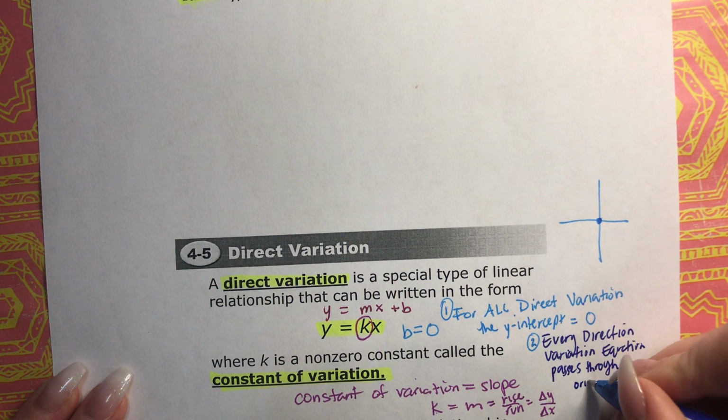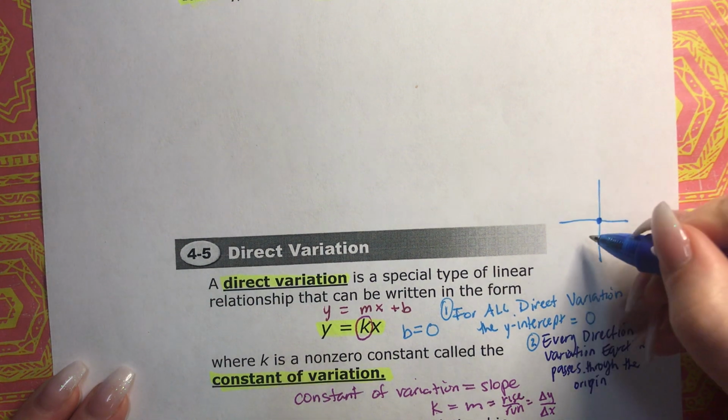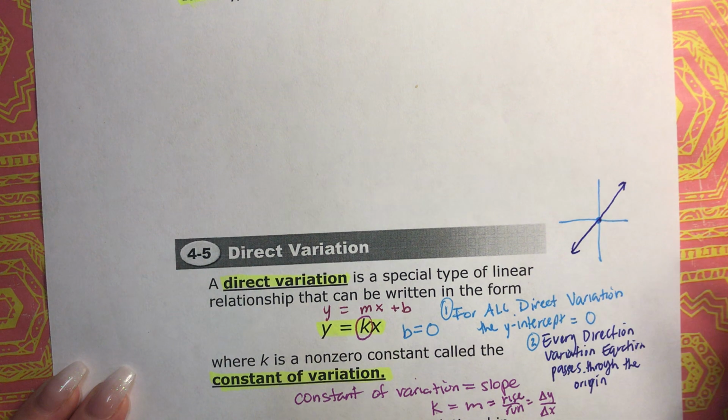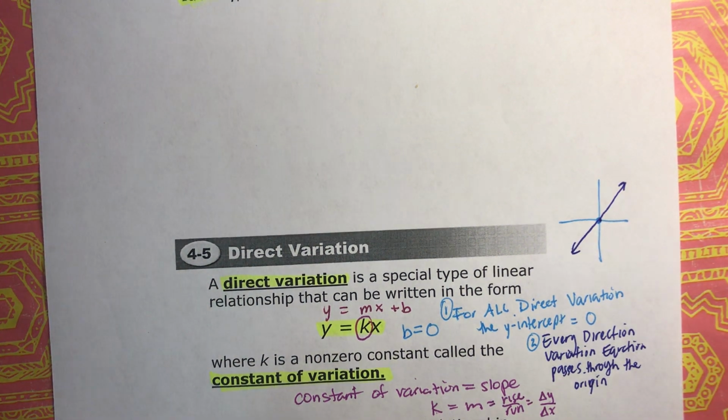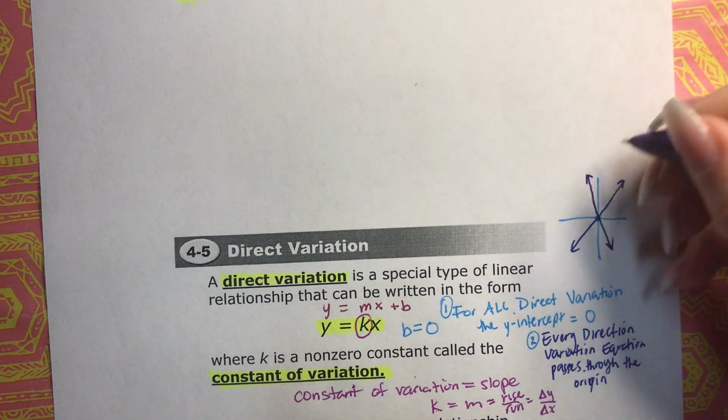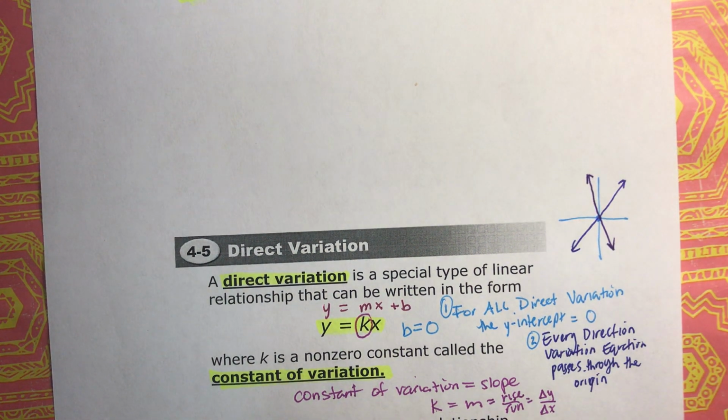So since it passes through the origin, you know, right? For any line that passes through the origin, you know that the y-intercept is 0, but you also know that the x-intercept is 0. And really any line, so if it's something like this, and it goes through the origin, direct variation.